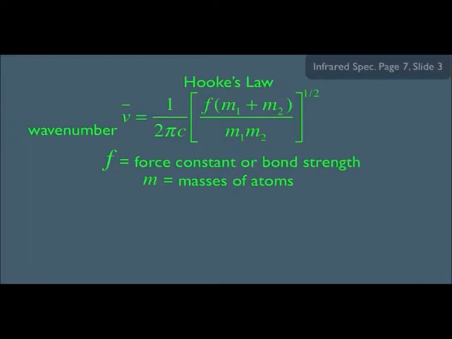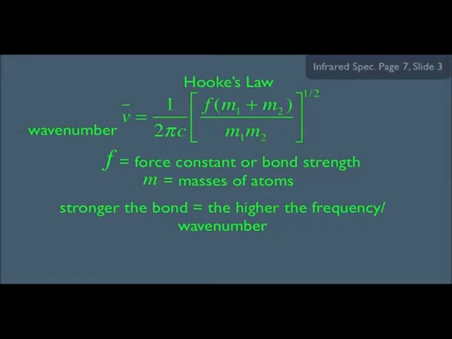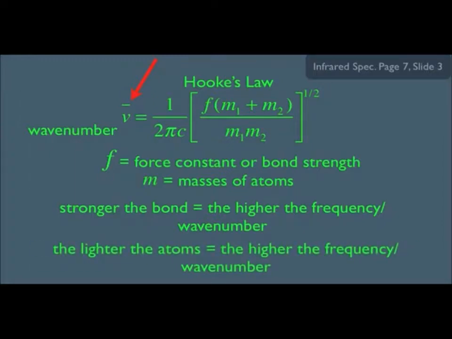Now, with this understood, we can see from our equation that, number one, the stronger the bond, that means the higher the frequency or wave number. Again, what we're saying here is that the bigger the F value is, the bigger the wave number. Let's also look at the relationship between mass and wave number. If you study this equation, you're going to see that the lighter the atoms, also the higher the frequency or wave number. Notice we can see that right here in the equation.